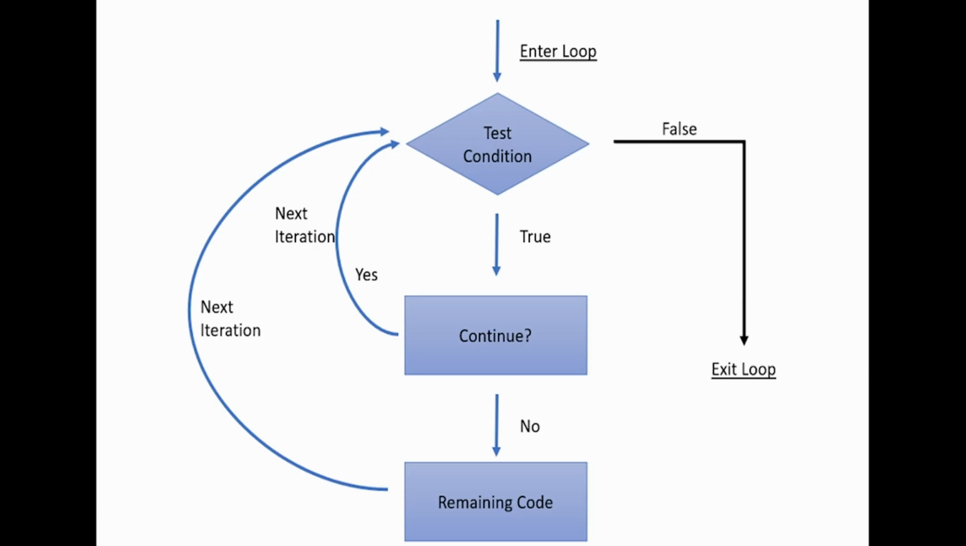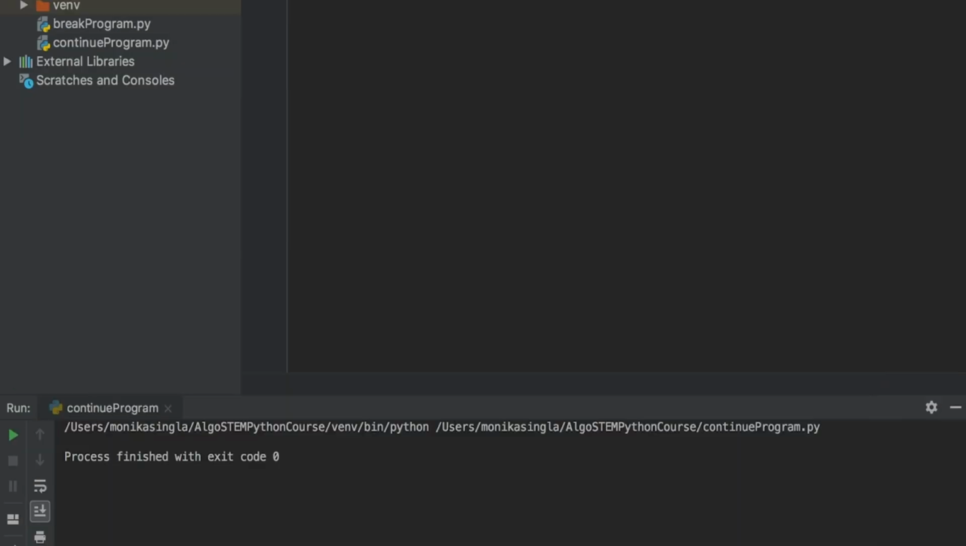If the continue statement is not reached, the program executes the remaining code normally and then proceeds to the next iteration. This process continues repeatedly until the loop condition is no longer satisfied. Now let's understand this with an example.